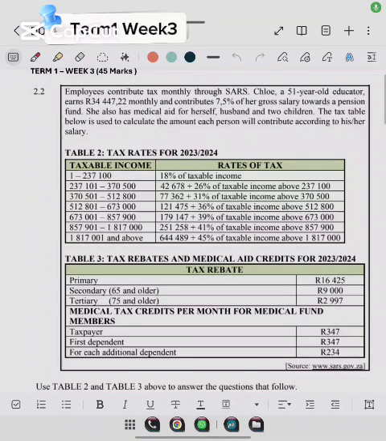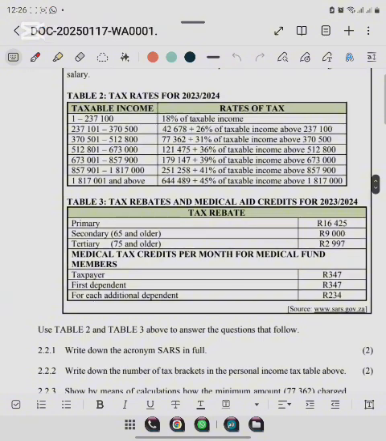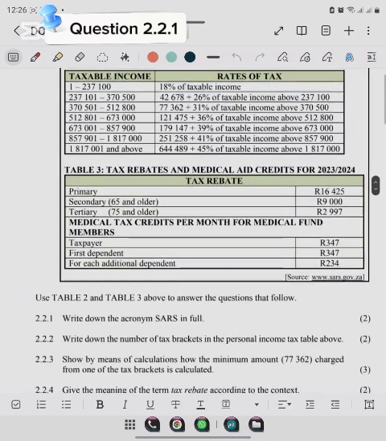This is term 1, week 3's additional practice activities, and you've got the scenario here about Chloe, who is paying tax to SARS, and they tell you some information about her. The first one is to write out the SARS acronym in full. That is the South African Revenue Service. It's just an acronym. You need to know what it means.